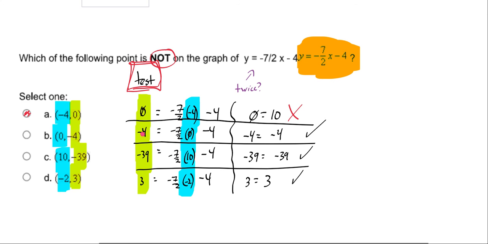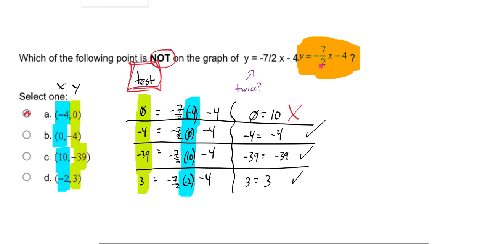Last one in this video, and then I'll move on to a different video because this is already 15 minutes long. Which of the following is not on this graph? We just need to test it. They give us all the x's and they give us all the y's. So if we have this equation, and I'm sorry that it showed up here twice. It's the same equation, just twice in a row.